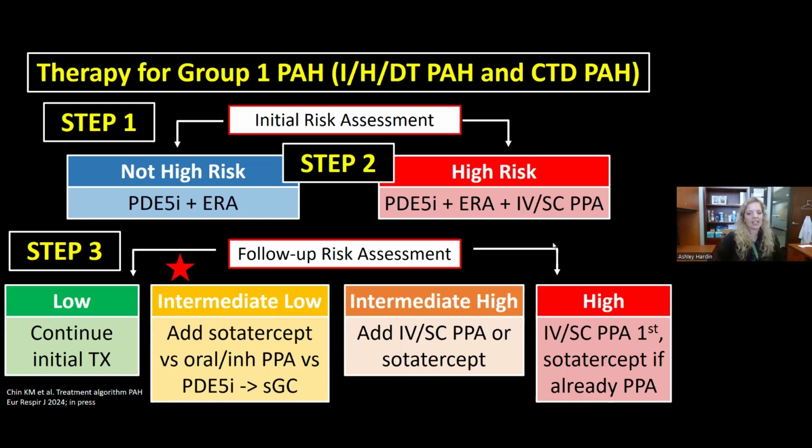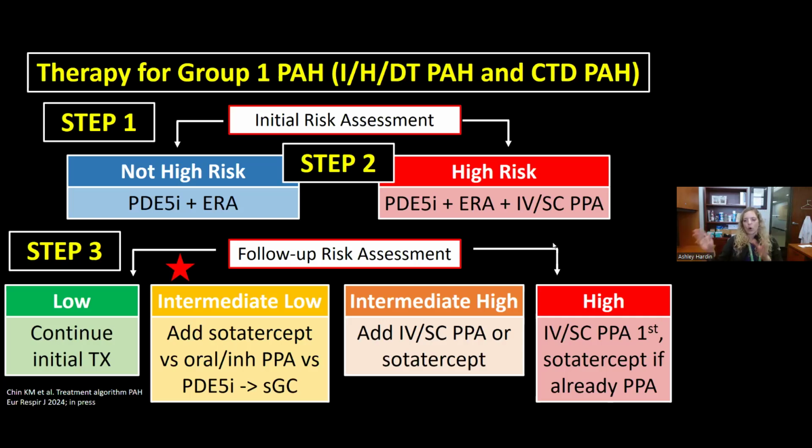What if our patient follows up, and we get an intermediate low risk score on our REVEAL Lite 2? At that point in time, you have a few things to choose from. We can add sotatercept, and more data is coming out on sotatercept, so these recommendations may look different at our next World Symposium on Pulmonary Hypertension, as experts get together and review the data. We also have oral and inhaled prostacyclins, and soluble guanylate cyclase stimulators. We'll talk about that on the next slide, after we review the different options and why we might choose one over the other for intermediate low risk. Then we'll talk about patients who are intermediate high risk.